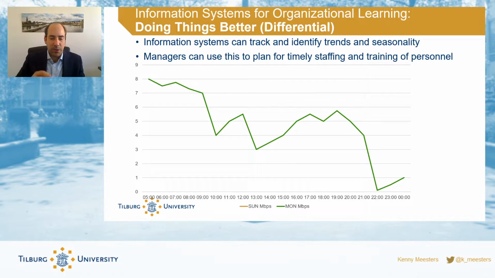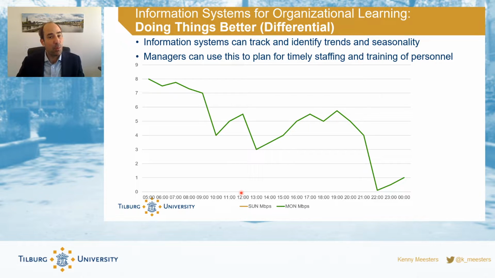I'll give you an example. This is a curve of the internet speed. On the left side here, you will see the internet speed in megabytes per second, and here you will see the time of day. So this was measured in a hotel once where I was at a conference. I used my Raspberry Pi to measure the internet speed in my room the whole day.